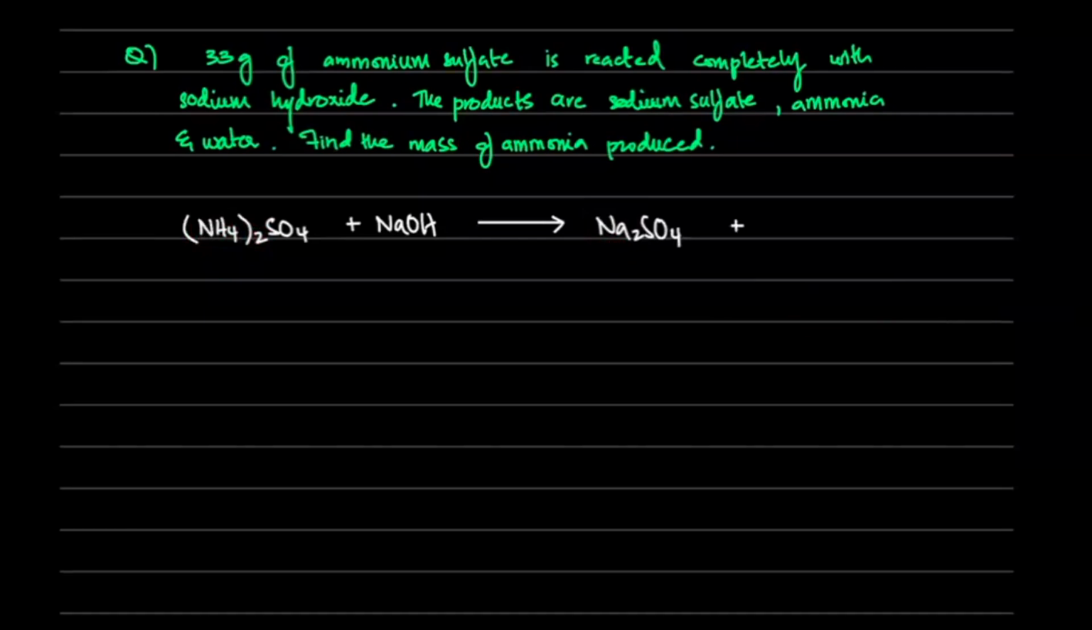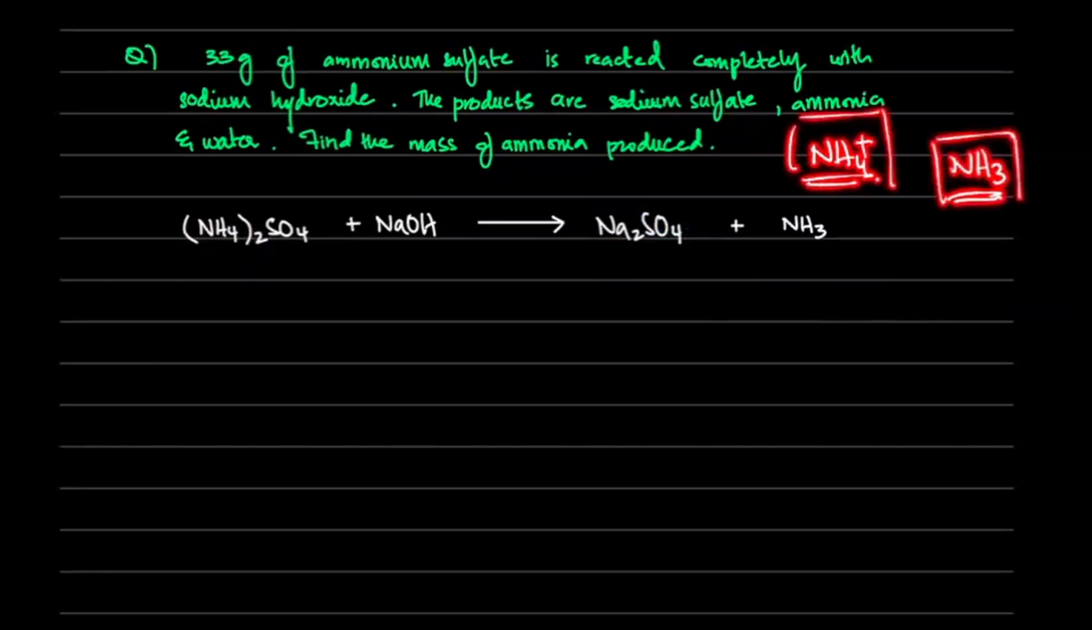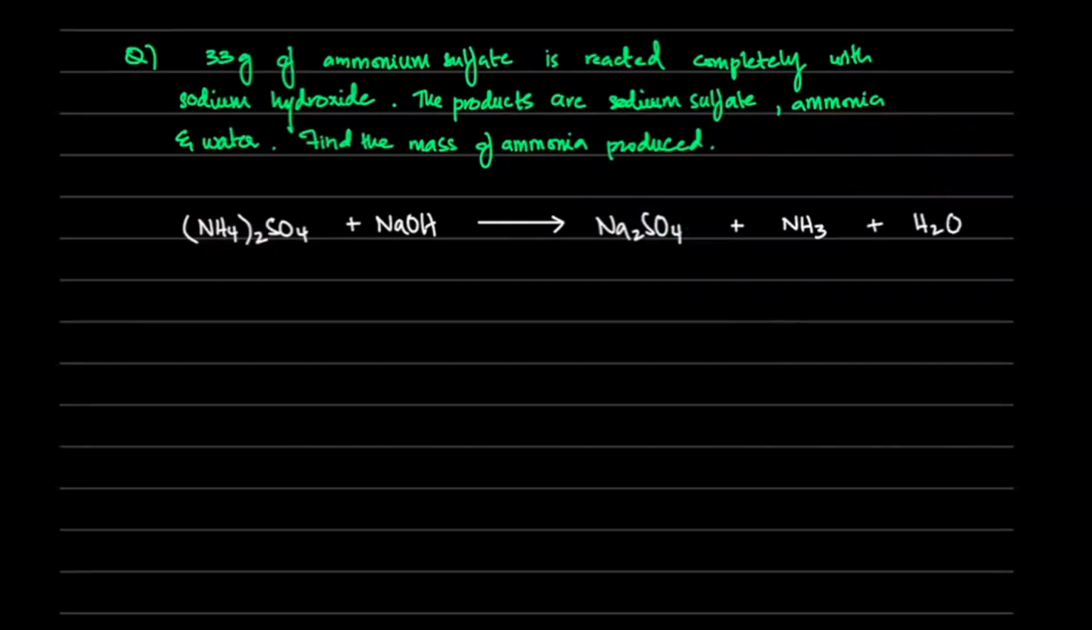You guys know what the formula for ammonia is? Ammonia is NH3. Ammonium is an ion, a cation. Ammonia is a neutral gas. Ammonia is NH3. Ammonium जो होता है cation होता है, ammonia जो है वो gas होती है, सही है? NH3. And then lastly we have water, which is H2O.